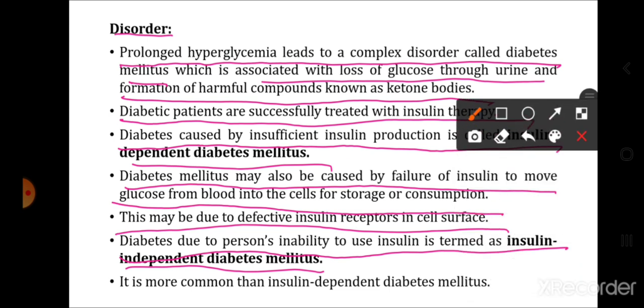Diabetes due to the person's inability to use the insulin is termed as the insulin independent diabetes mellitus. So जो diabetes में इंसुलिन का प्रोडक्शन नॉर्मल है, but that person is unable to use the insulin, that is called the insulin independent diabetes mellitus. It is more common than insulin dependent diabetes mellitus. So that is regarding the pancreas.